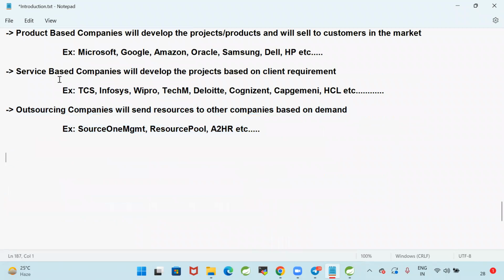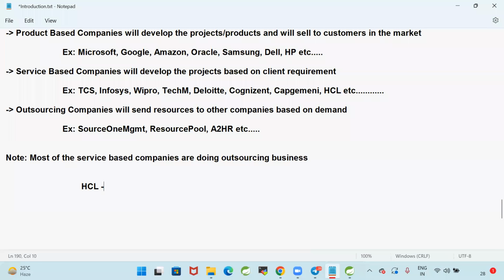For example, nowadays most of the service based companies are also doing outsourcing business. For example, HCL will send employees to Microsoft. And Cognizant, CTS, is sending employees to JP Morgan. HCL selected the people. You are an employee of HCL. You will get the salary from HCL, but you will go to the Microsoft office to do the work. Microsoft is your client company. HCL is your parent company. You were selected for HCL, but HCL sent you to Microsoft on a contract basis.